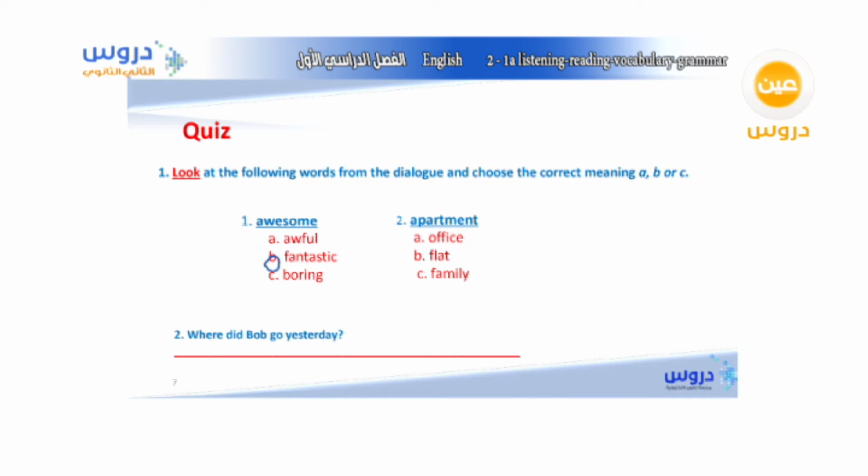Very good. Now the word apartment, what does it mean? A, office. B, flat. C, family. Naif says it's an office. What does Farah say?